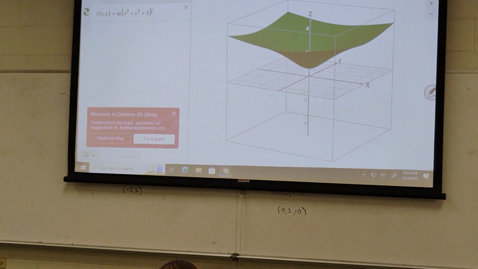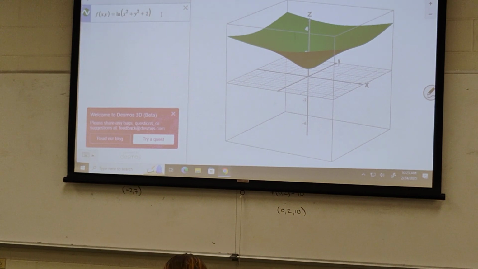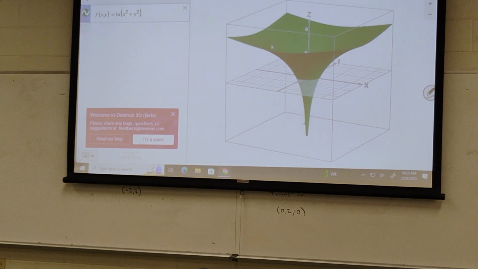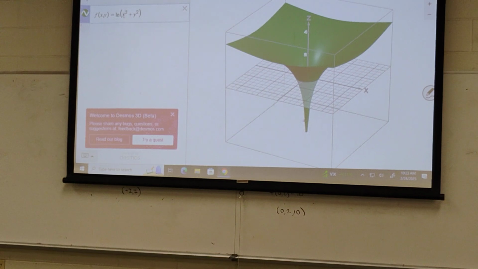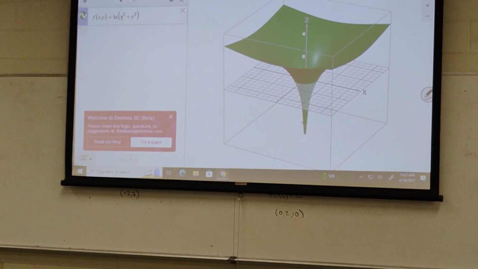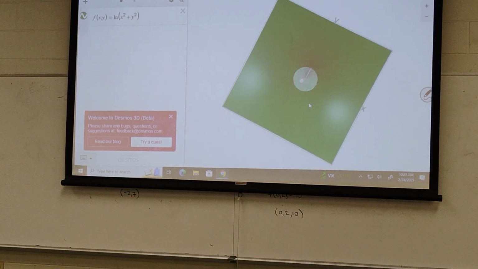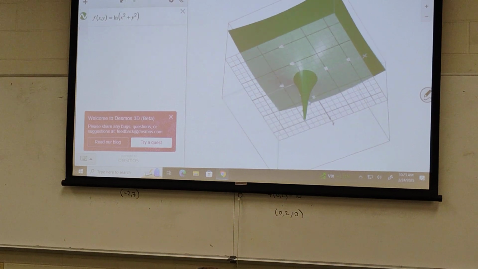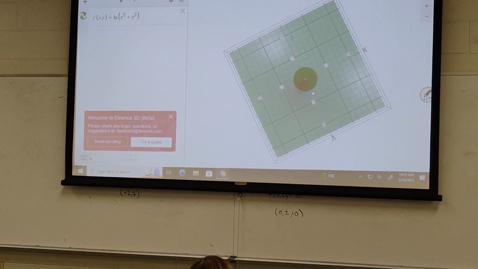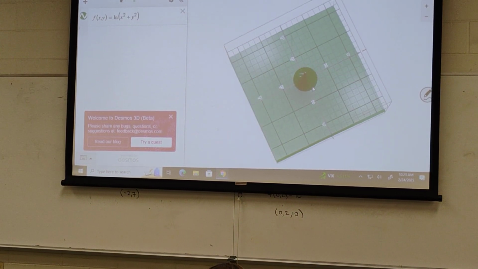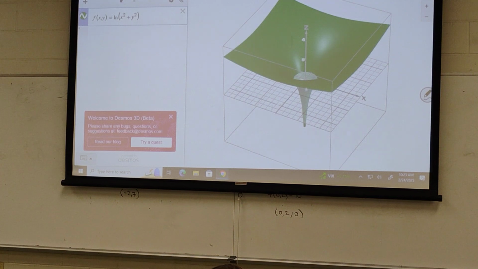Now, let me take this plus 2 out. You will have issues with x squared plus y squared, because if x and y are both 0, you still get an issue at 0, 0. So this would be defined for all points except 0, 0. You get this kind of infinite piece that goes down.